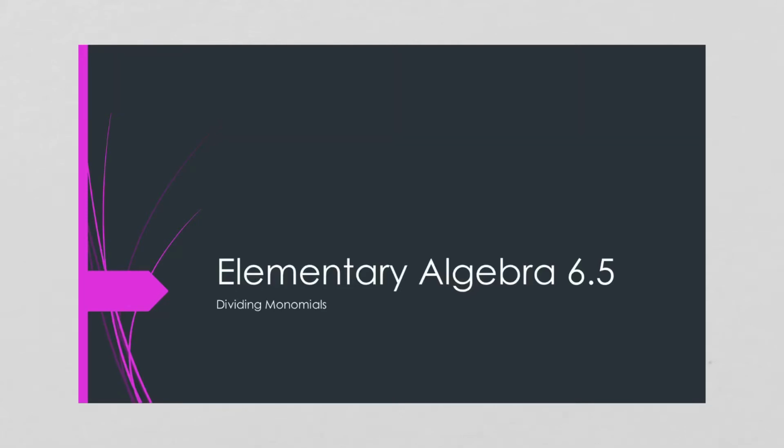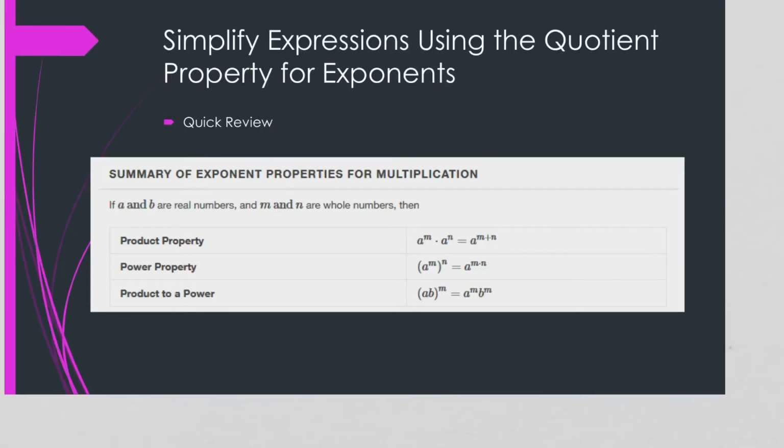All right, hey everybody. So today we're going to divide monomials. Just a quick review of the rules. So the product property says when we are multiplying two items with the same base, then we add our exponents together, okay? When we are raising a power to a power, we multiply those powers together.